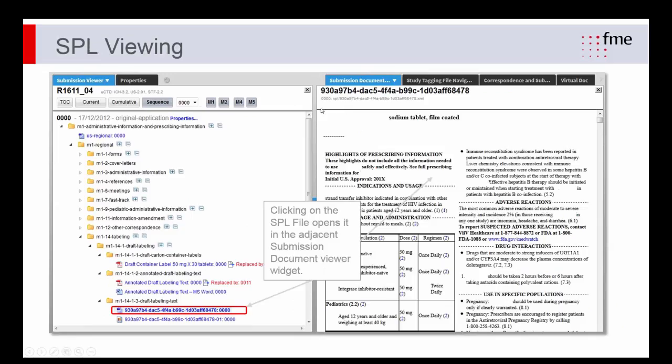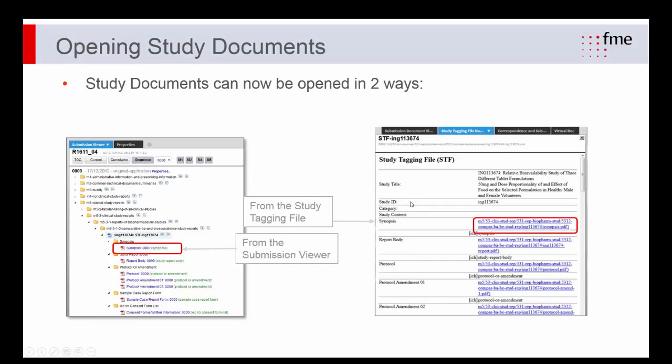Go to the next screenshot. This is where you have opening study documents. Study documents can be opened in two ways. Oops, I think we went one too many, so here we go. You'll see on the left from the submission viewer, and then on the right you can see from the study tagging file. So there's two ways of accessing the content through the navigation in the interface.